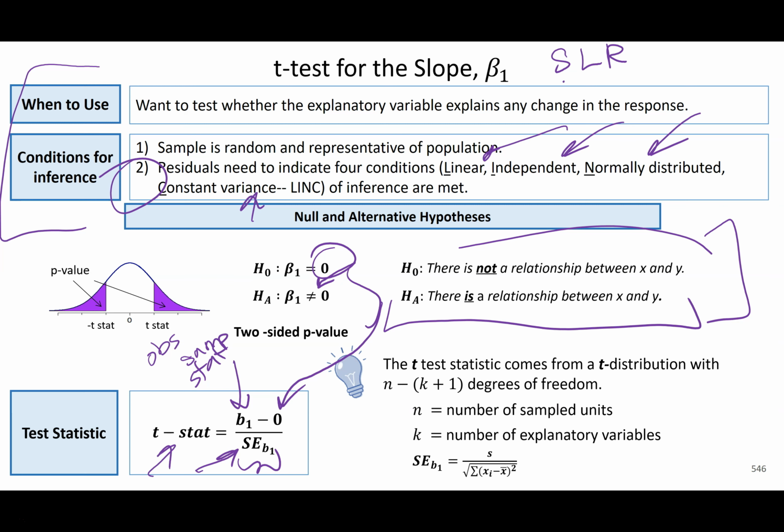Once you've calculated your test statistic, you can either use R to find the p-value, or you could use your t-table. Do remember, it's a two-sided test, so if you find a one-sided probability, you have to multiply by 2. And if you're using a table or R, the degrees of freedom for this test statistic is going to be your sample size minus the number of parameters. So you put one explanatory variable in, just one, plus another one.